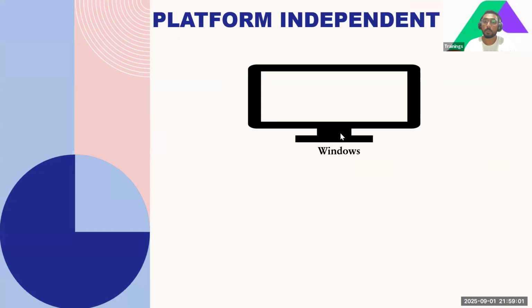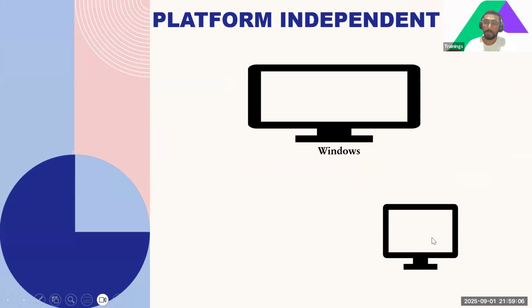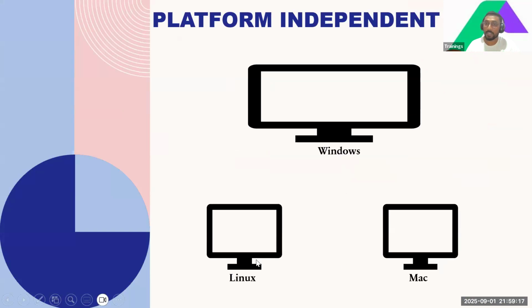Now, next is platform independent. Platform independent means what? Suppose I have a Windows machine. Platforms mean hardware and software. We have Windows OS, Mac OS, Linux OS, and these are considered three different platforms. Inside Windows also we have Windows 8, Windows 9, Windows 10, Windows 11. All these are considered different platforms. Different hardware and software, we call a different platform.